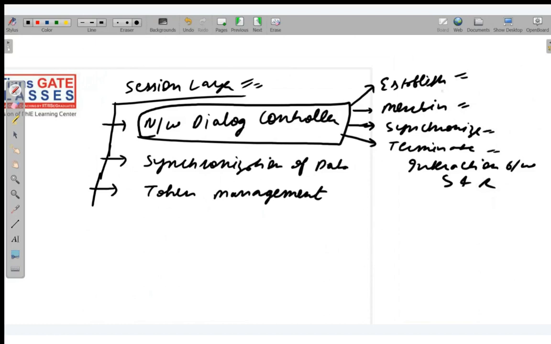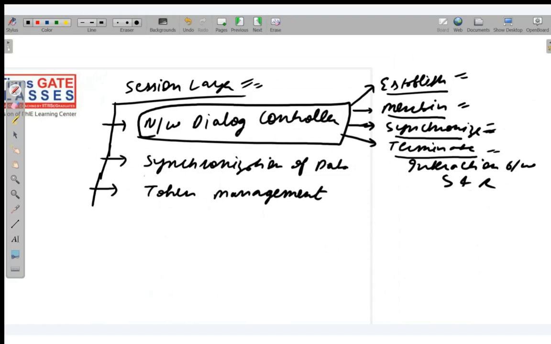So it will try to establish the session, then it will maintain the session, and it will synchronize the session. Synchronize means, for example, you are not sending some data, and in internet banking you have left a website open for say 1 or 2 minutes. Immediately when you try to do something, it will say session has been expired, please try to log in again. For security reasons they do these things. So that is synchronization, and then terminate the connection. I think you have got it. So network dialog controller session layer means it will establish, maintain, synchronize and terminate the interaction between sender and receiver.